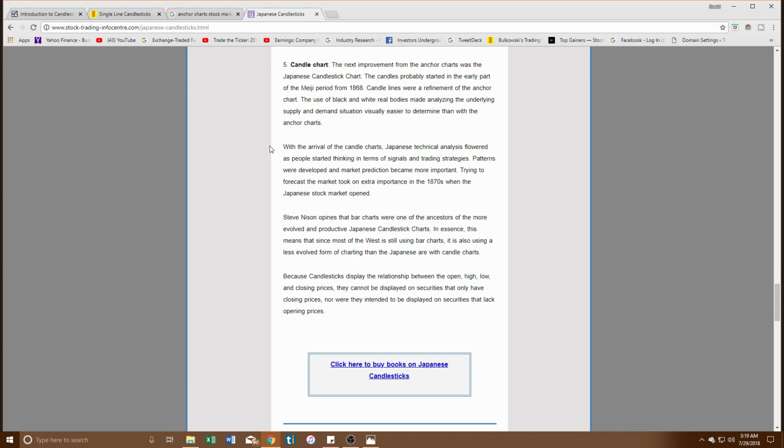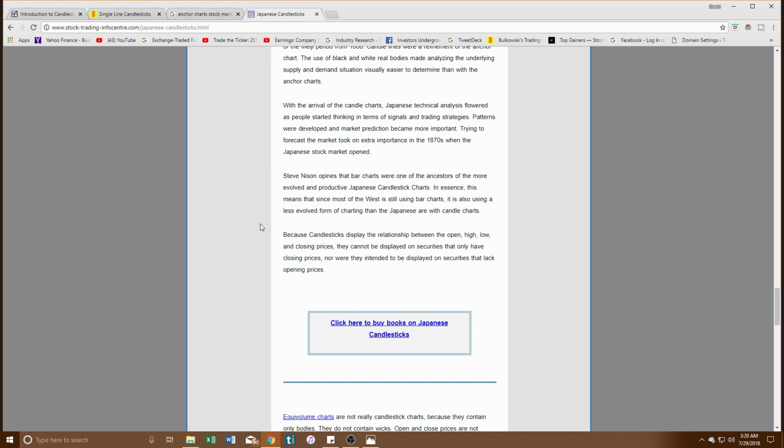With the arrival of the candle charts, Japanese technical analysis flowered as people started thinking in terms of signals and trading strategies. Patterns were developed, and market prediction became more important. Trying to forecast the market took an extra importance in the 1870s when the Japanese stock market opened. Steve Nison opines that bar charts were one of the ancestors of the more evolved and productive Japanese candlestick charts.